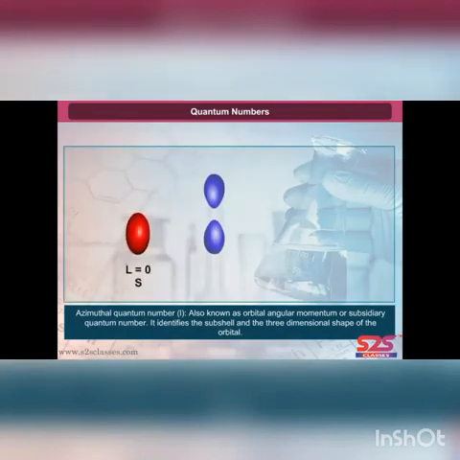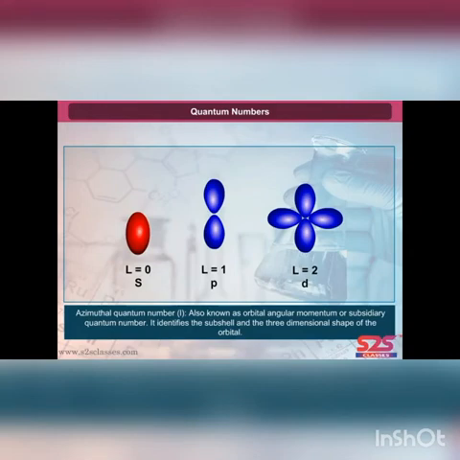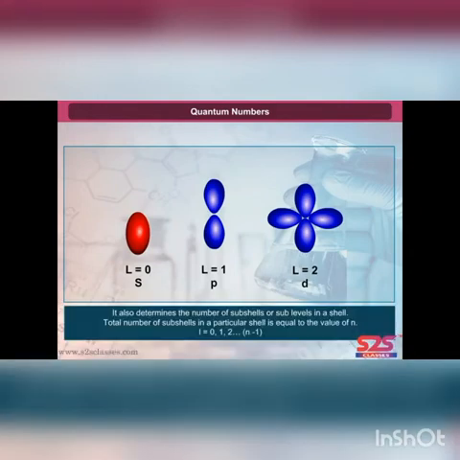Azimuthal quantum number l is also known as orbital angular momentum or subsidiary quantum number. It defines the subshell and the three-dimensional shape of the orbital. It also determines the number of subshells or sublevels in a shell. The total number of subshells in a particular shell is equal to the value of n. l has values 0, 1, 2 up to n minus 1.